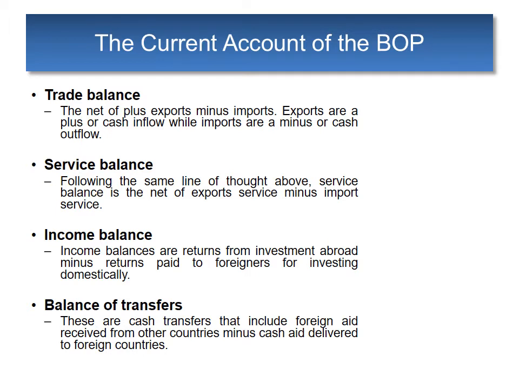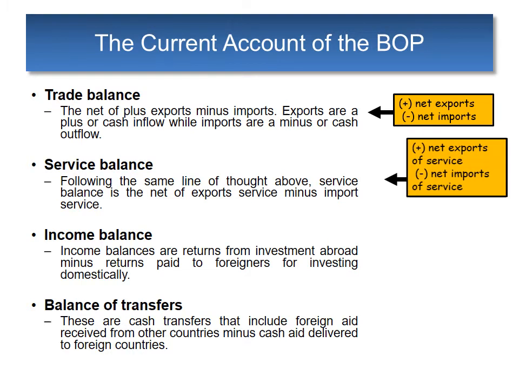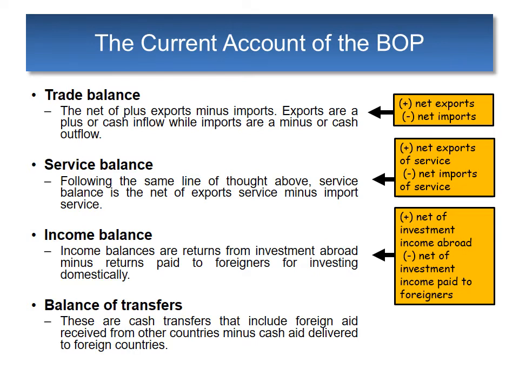Let us discuss the components of the current account. The trade balance is the net of plus exports minus imports. Exports are a plus or cash inflows, while imports are a minus or cash outflows. Following the same line of thought above, the service balance is the net of export services minus import services. Income balances are returns or profit made from investment abroad minus returns paid to foreigners for investing domestically.